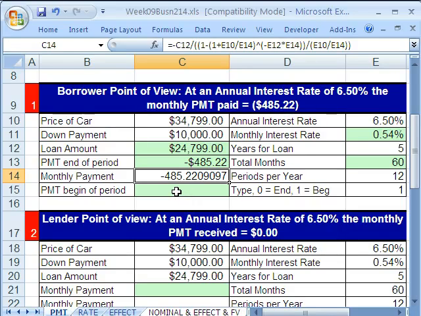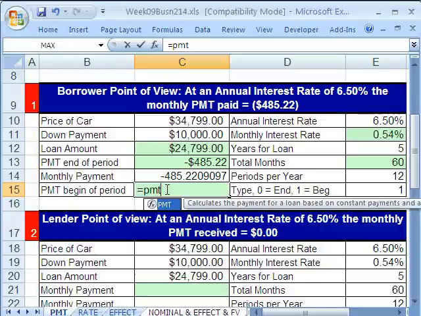Now let's do one when we have payment at the beginning of the period. So equals PMT.